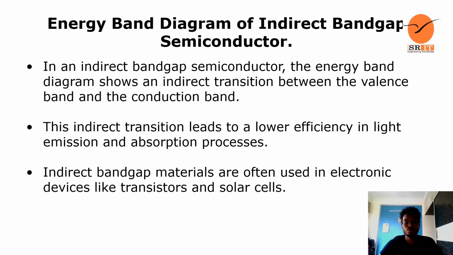And the materials are often used in electronic devices like transistors and solar cells. That is, indirect bandgap semiconductors are useful in the production of transistors and solar cells.